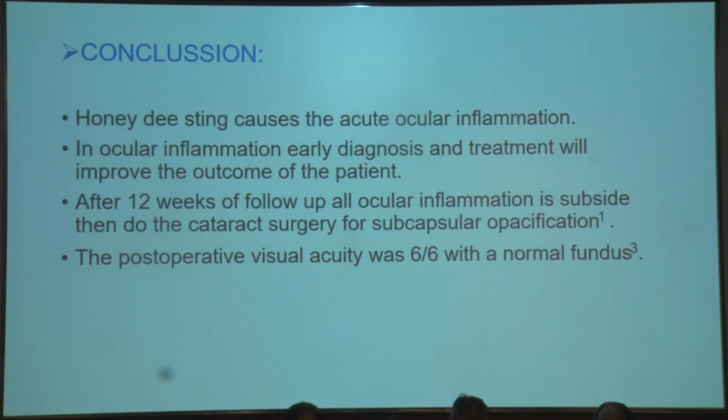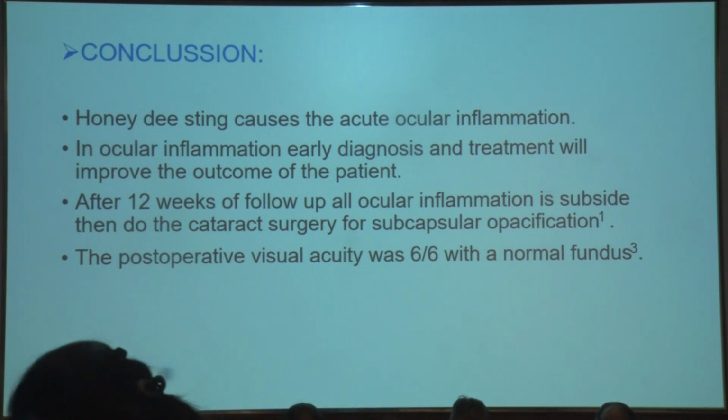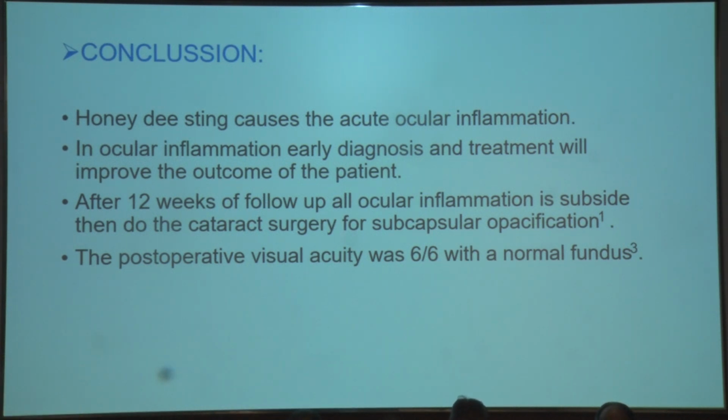In conclusion, honeybee sting causes acute ocular inflammation. Early diagnosis and treatment will improve the outcome of the patient. After 12 weeks of follow-up, all ocular inflammation subsided, and then cataract surgery was done for the subcapsular opacification. The post-operative visual acuity was 6/6 with a normal fundus.